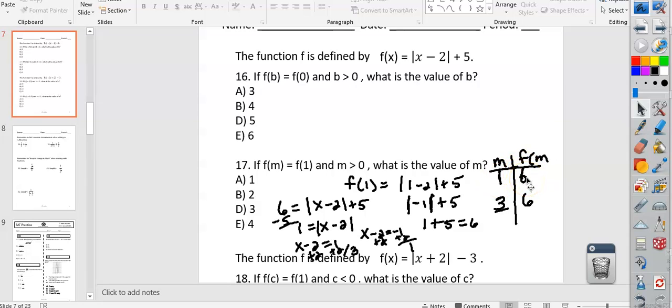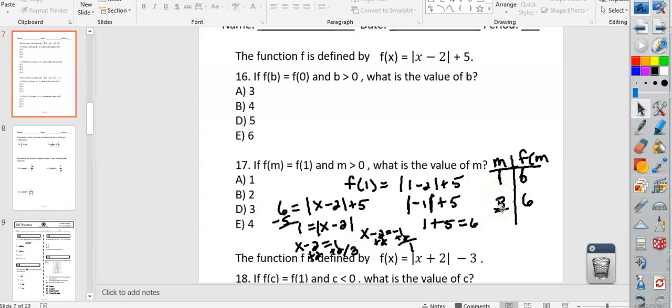So we want to know what else would give us a 6. So take 6, replace the f of x with the 6, and work out the problem. And work it all the way down. You end up getting an x minus 2 equals a positive 1 and an x minus 2 equals -1. Add 2, you get a 3, add 2, you get a 1. This one is that one, and then the other answer is 3.